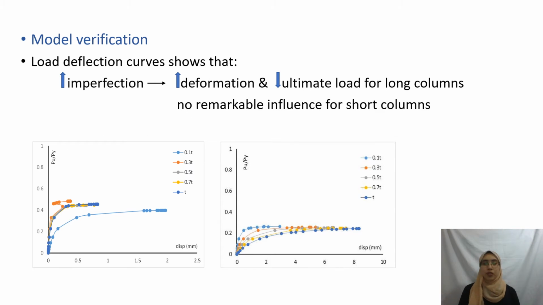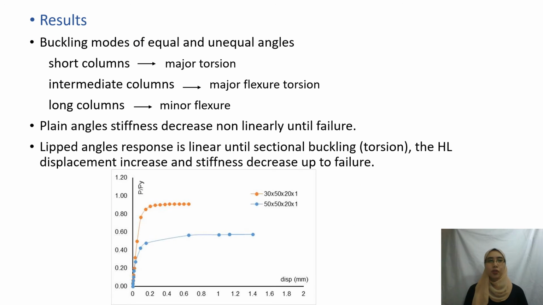Load deflection curves show that increasing imperfection increases deformation and decreases the ultimate load for long columns. As for short columns, there is no remarkable influence of the increasing imperfection on deflection, deformation, or the ultimate load. The results show that the buckling mode of equal and unequal angles for short columns is major axis torsion, for intermediate columns major axis flexural-torsion, and long columns exhibit minor axis flexure.